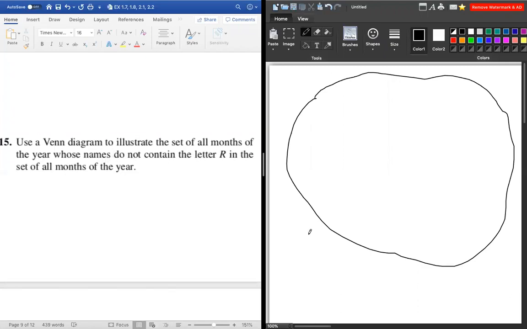So let's first make a set, right? So this is the set of all months, right? So all months here will go here, right? And then maybe I can use a circle here. Yeah, that's better. Okay, so I have this one. Now we have to list out the months. Because this is the set of all months, we will list out all the months here.